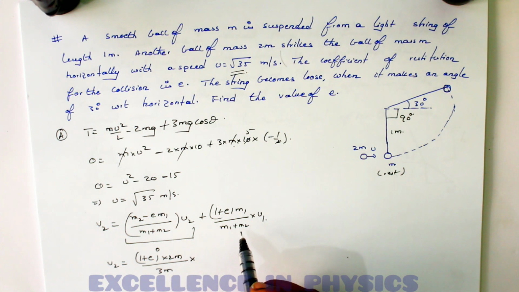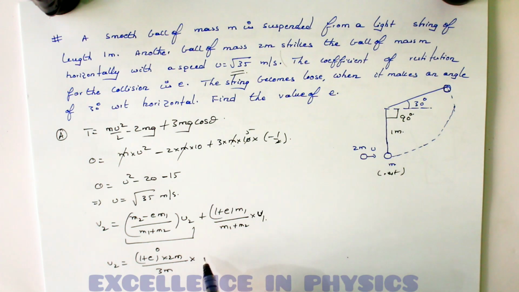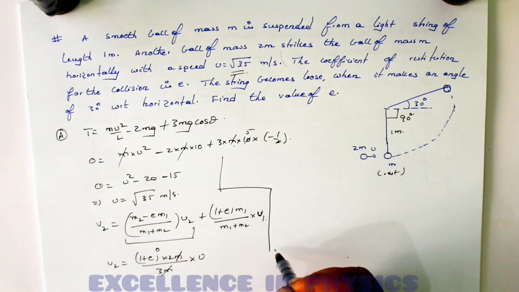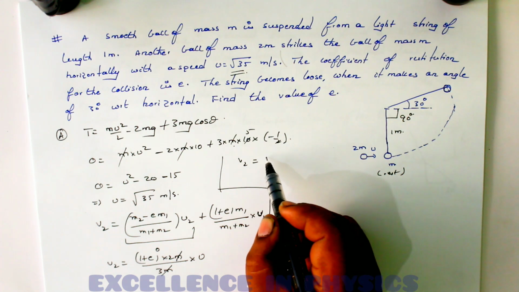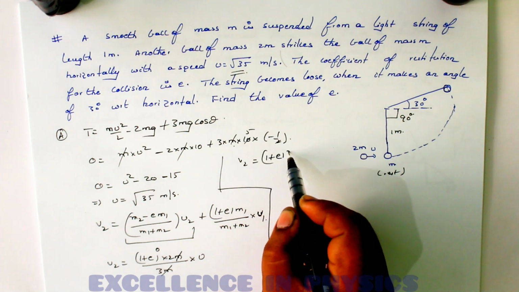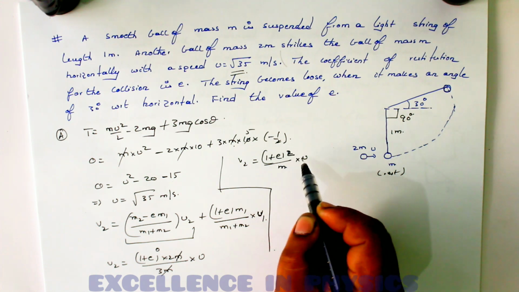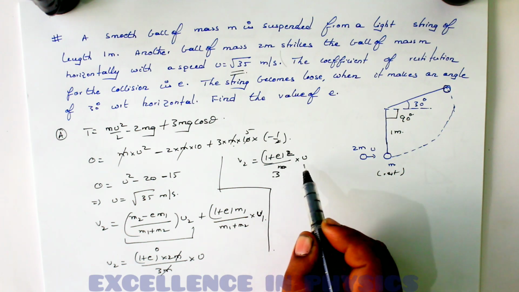The initial velocity of the first ball is u here, so I will substitute u in this condition. So m and m get cancelled, and therefore I will calculate v2. So v2 is equal to (1 plus E) into 2 by 3 into u. This is not m, this is 3, so 2 by 3.